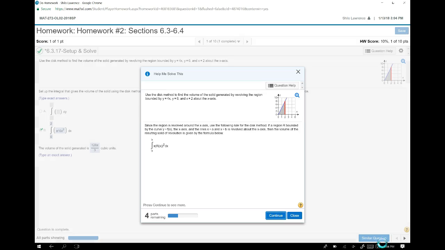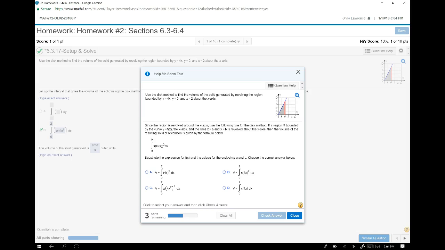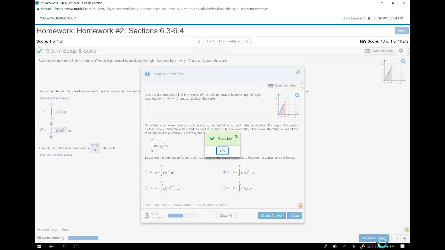It's going to go through step by step. It's going to give it to you in 4 or 5 parts. And just continue. It's going to ask you some questions along the way. So it's kind of interactive. So it's saying if you use this formula and you plug your information into it, what is it going to look like? And it wants you to choose, so 0 to 2, pi 4x dx. I think it was going to be that one. Yep.